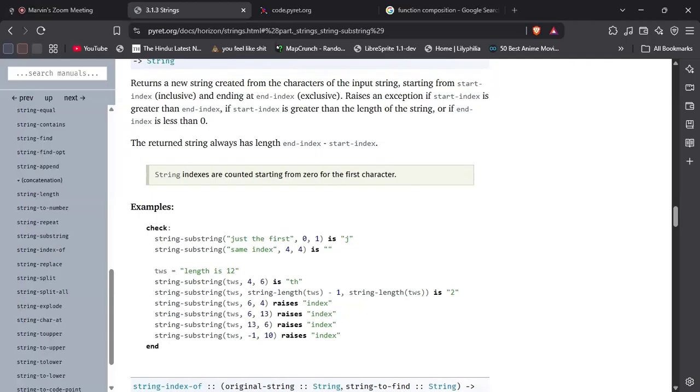Yeah, okay. Note in programming we generally count from zero. So zero refers to the first character of the string. Okay. I get it.